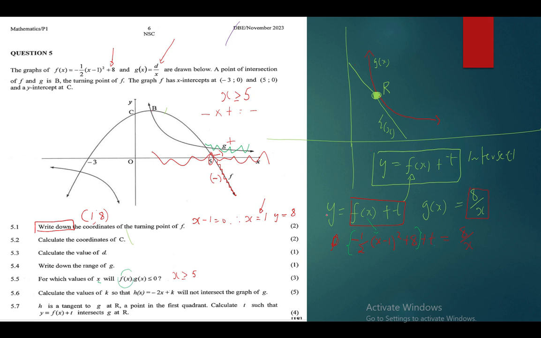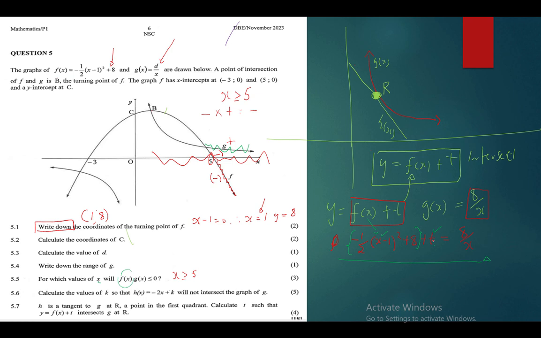And they're saying this equation y equals f of x plus t is intersecting with g of x. So I'm saying we will need to equate these two functions, this is the function of f of x plus t, this is the function of g. But immediately after equating them, we see that we have got two problems. We have got two variables, x and t, in our equation.